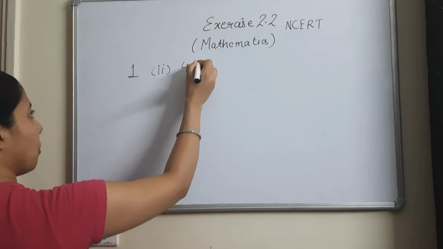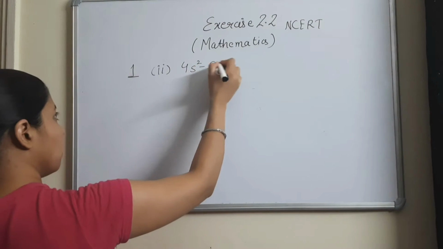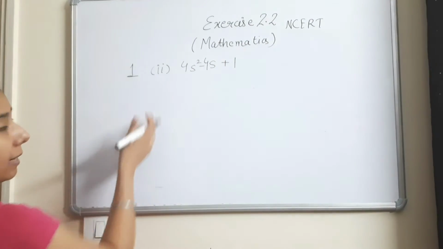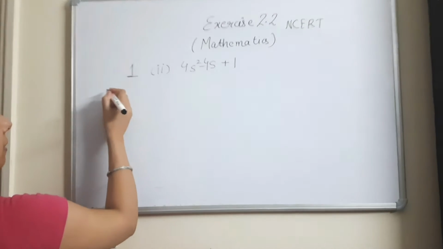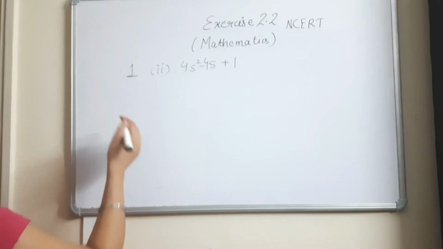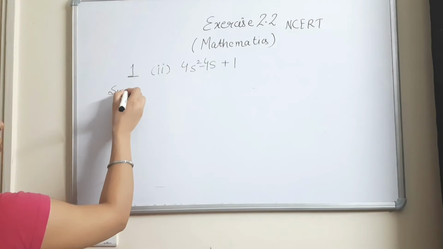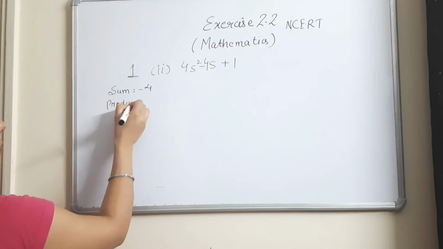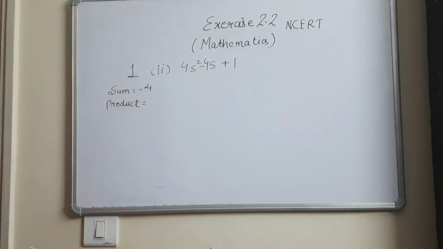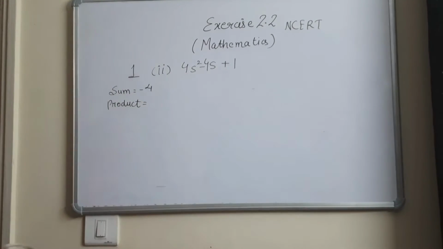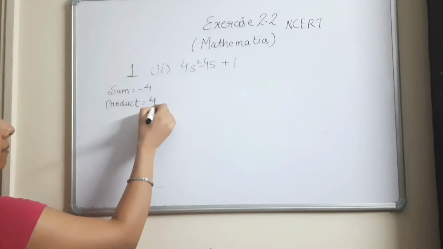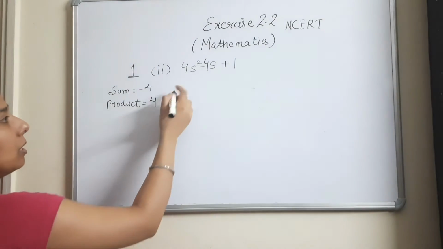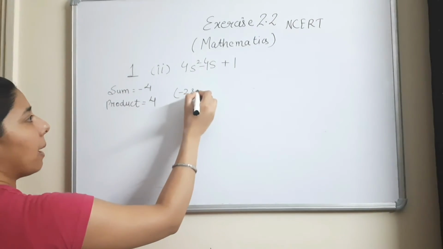It is 4s square minus 4s plus 1. So first we will find the zeros of this polynomial. So by using splitting the middle term, so that sum is equals to minus 4 and product is equals to what? Here we will take the product of 4 and 1, that is 4. So think of two terms, so that the sum is minus 4 and product is 4. So the terms are minus 2 and minus 2.